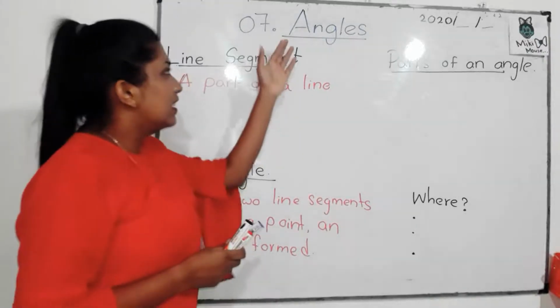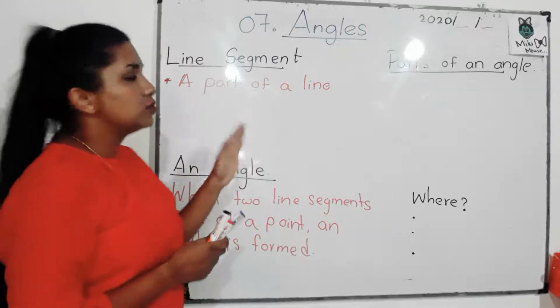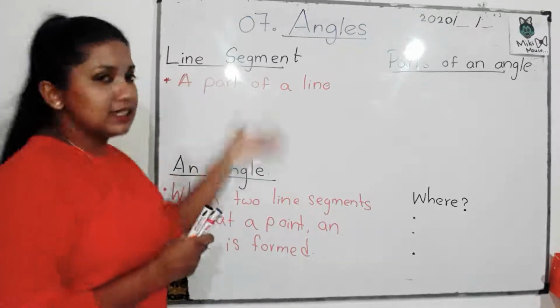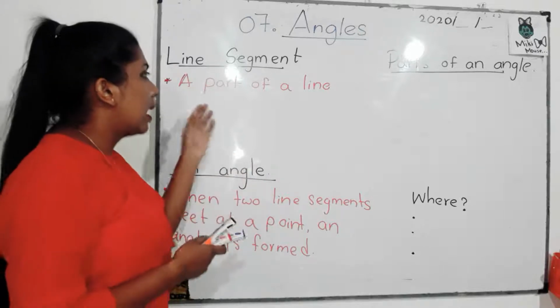Okay children, today's lesson is angles. First we have to discuss what a line segment is. So what is a line segment? Actually, a line segment is a part of a line.